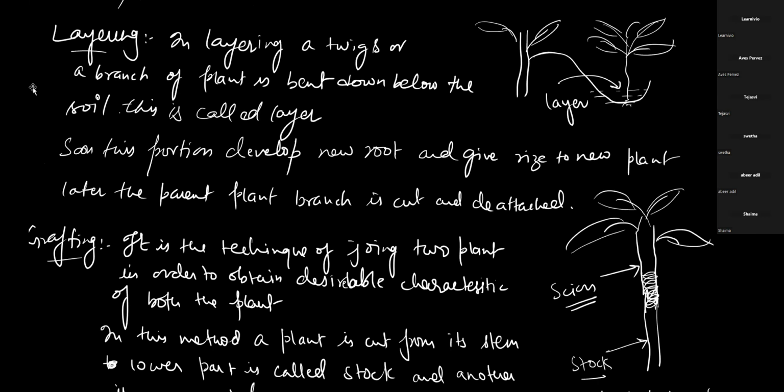is grafting. Grafting is another method of asexual reproduction. Usually we use only one plant's characteristics, with only one parent. But in grafting, what we do is join two different plants. Like we have this plant first.